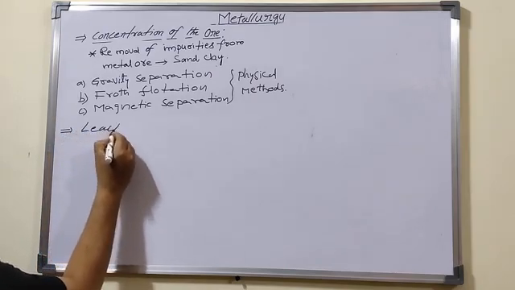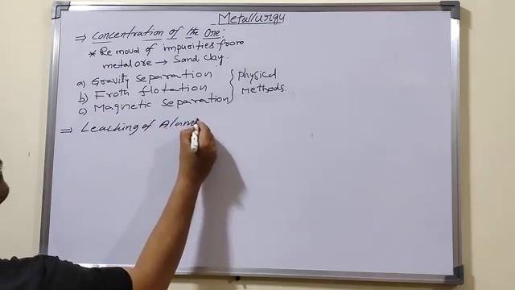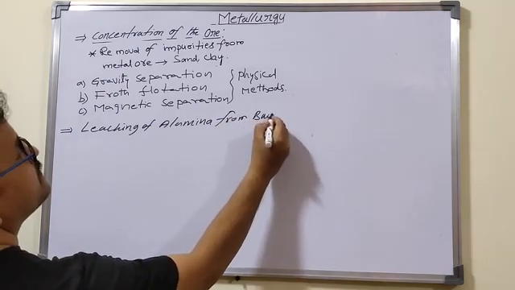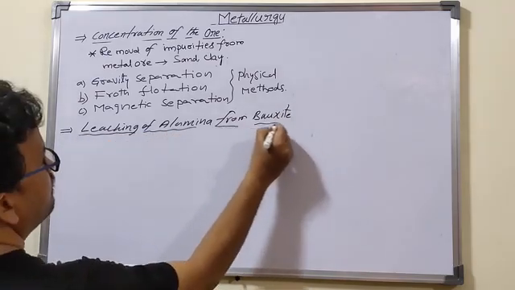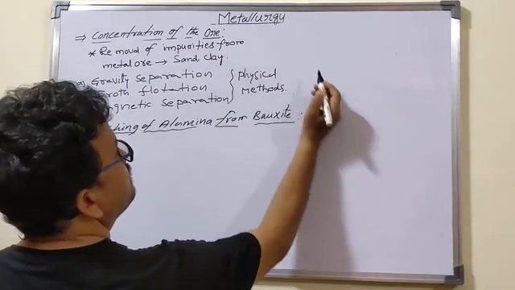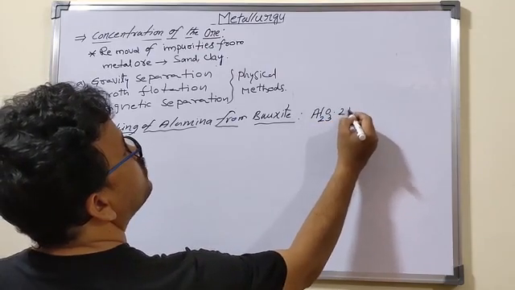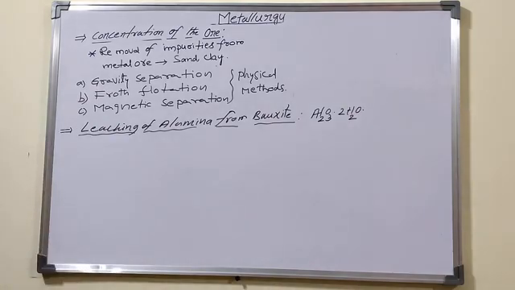Leaching of alumina from bauxite. You know very well, bauxite is aluminum ore. You know the formula for bauxite, Al2O3 2H2O. From bauxite we are extracting aluminum, that is, concentration of bauxite to get aluminum.